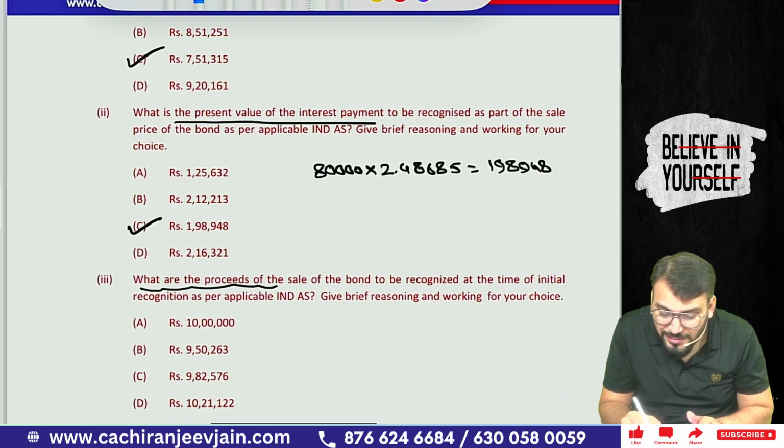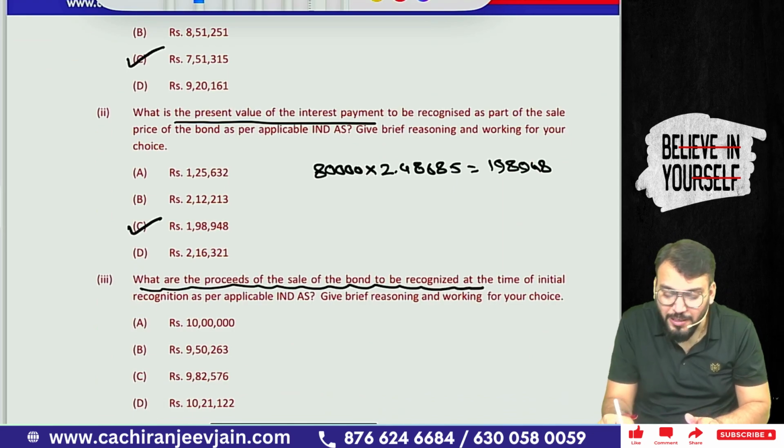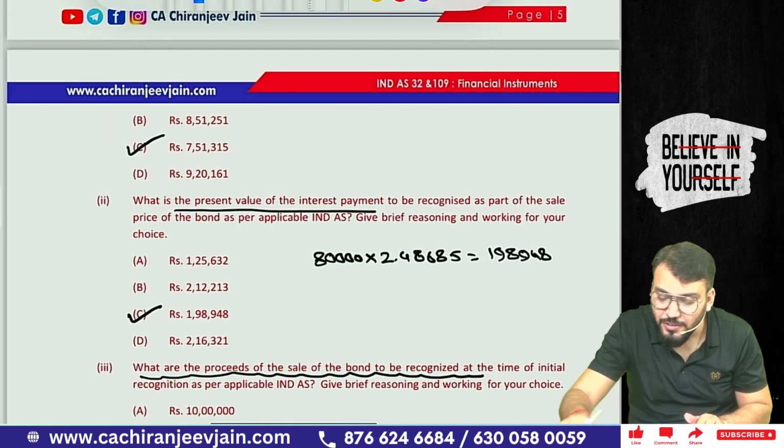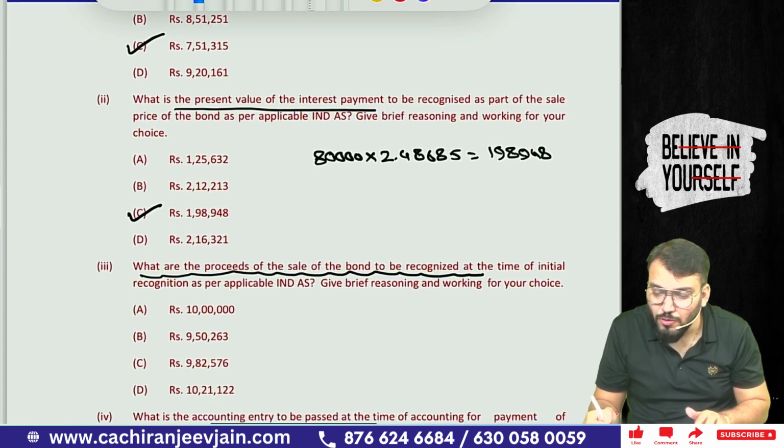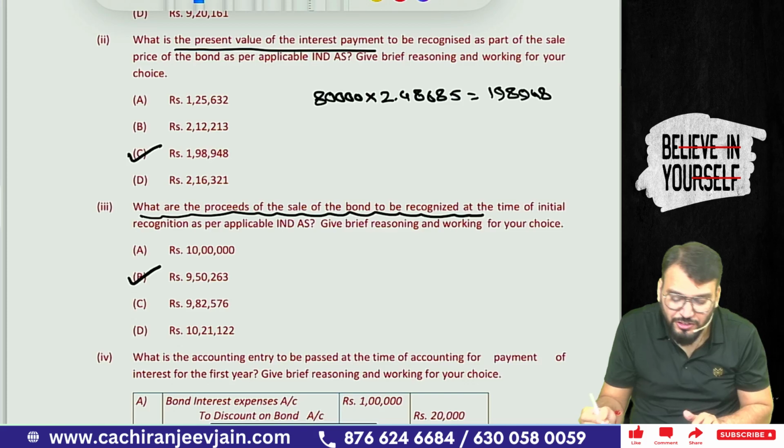What are the proceeds of the sale of the bond to be recognized at the time of initial recognition? That will be this plus this. So 1,98,948 plus 7,51,315 is equal to 9,50,263. Option number B is correct.